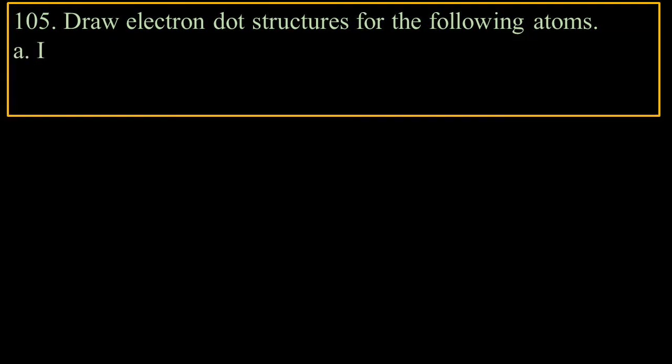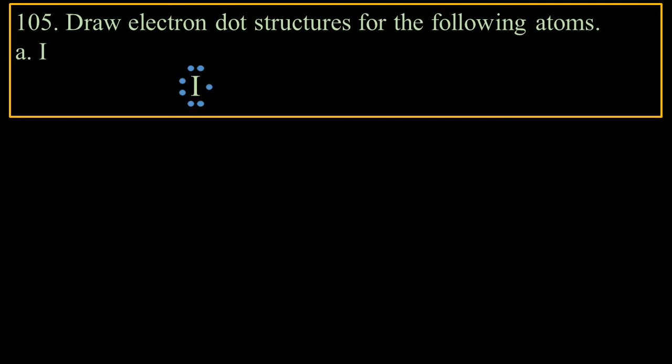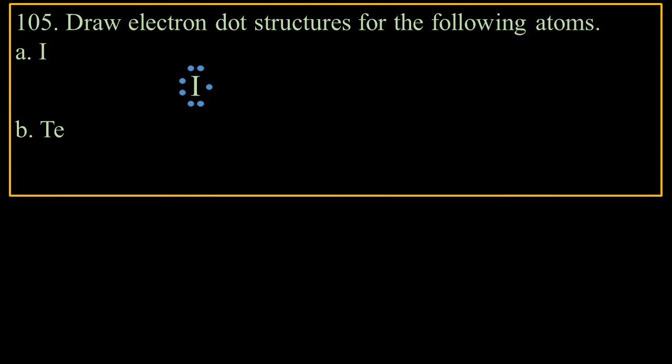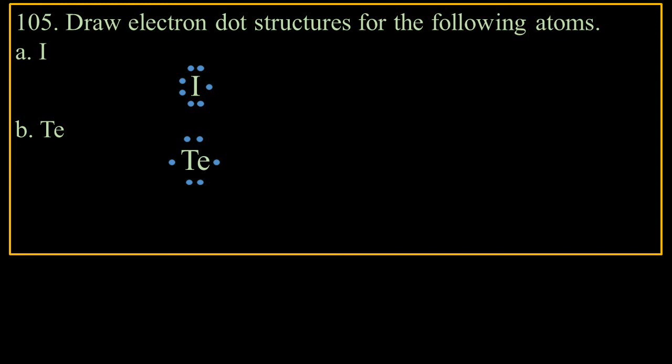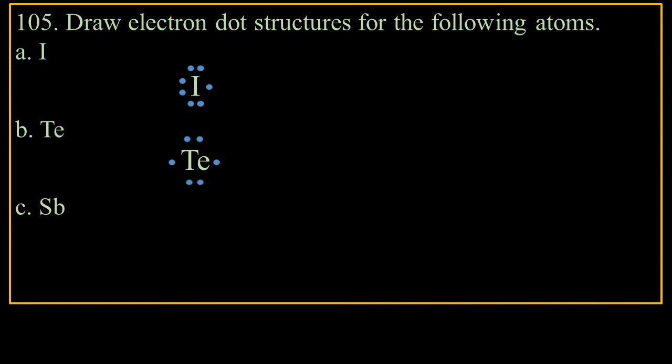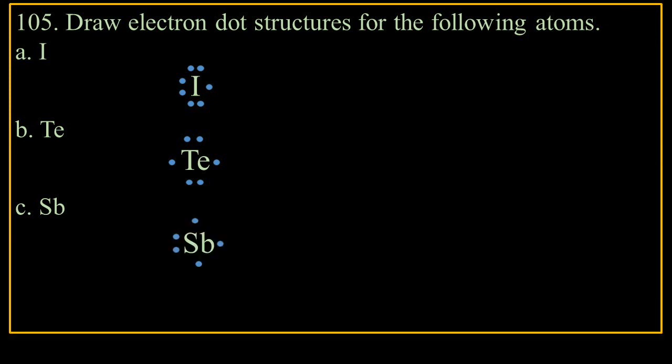Draw electron dot structures for the following atoms. So there's a whole bunch of atoms here. It's the valence electrons, so I'm just going to let this roll too. Iodine and tellurium. Antimony.